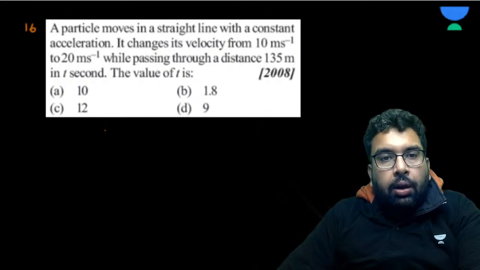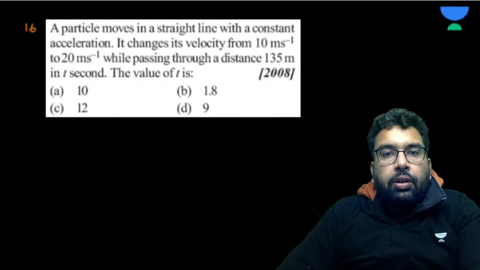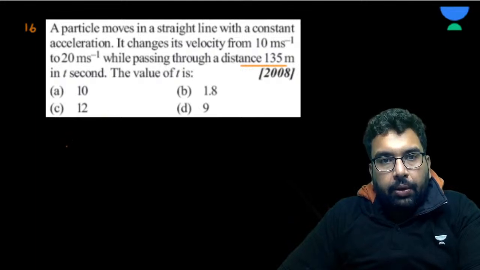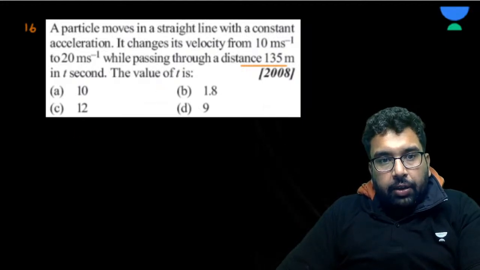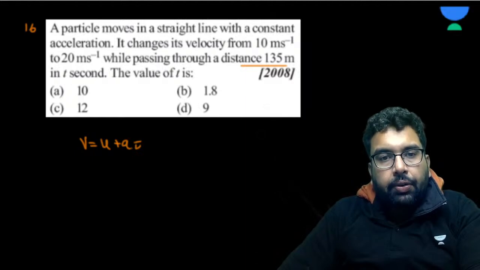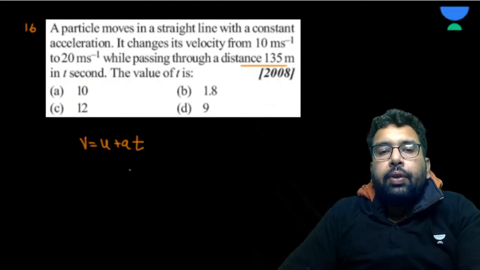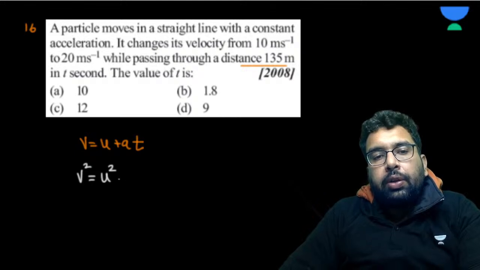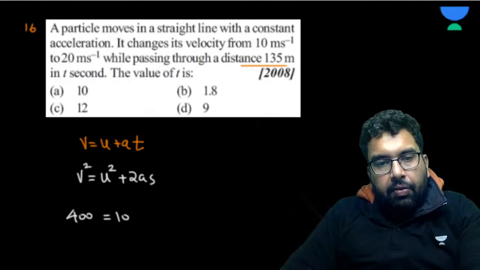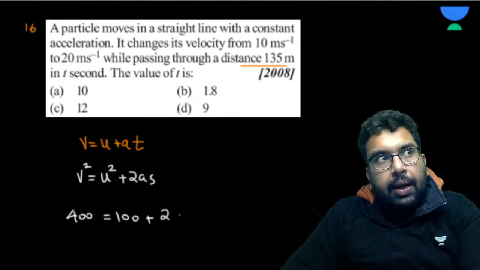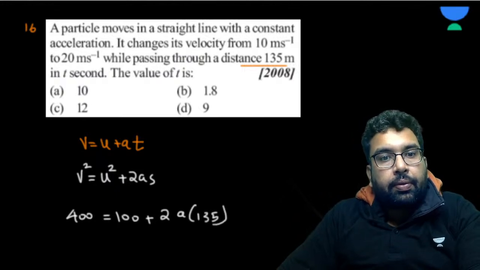So I'll do it. So it says a particle moves in a straight line with a constant acceleration. It changes its velocity from 10 meter per second to 20 meter per second while passing through a distance of 135 meter in t seconds. Okay, so we understand that we have to find the value of t. So v is equal to u plus at. We know that v is equal to u plus at. Now, when we have to use this equation to find t, we first need the acceleration. So how can we get the acceleration? We know v square is equal to u square plus 2as. So v square is 400, it is equal to 10 square, that is 100, plus 2 into a into 135, right?